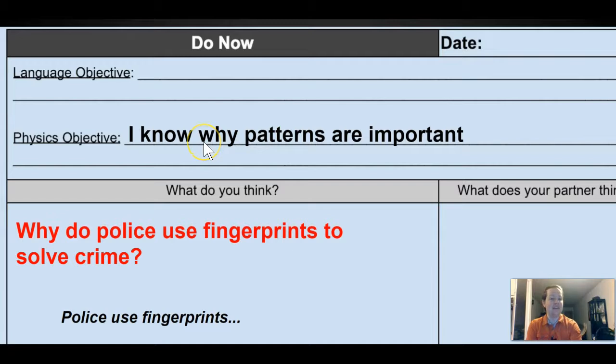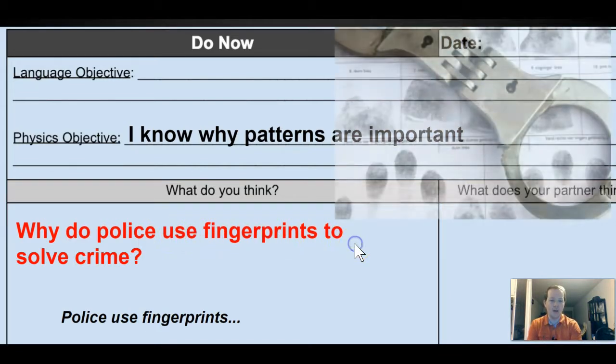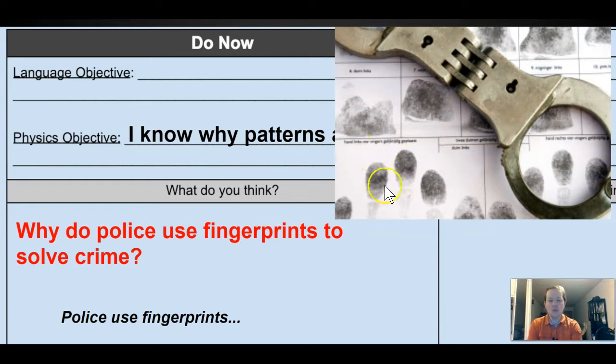Here is our physics objective. I know why patterns are important. Mr. Thrasher has a what do you think? It says, why do police use fingerprints to solve crime?